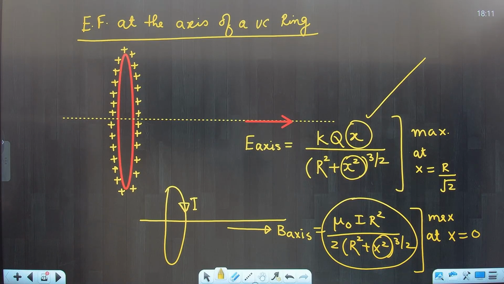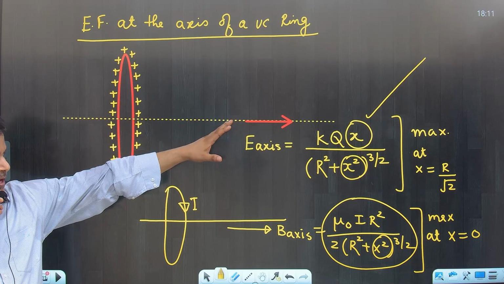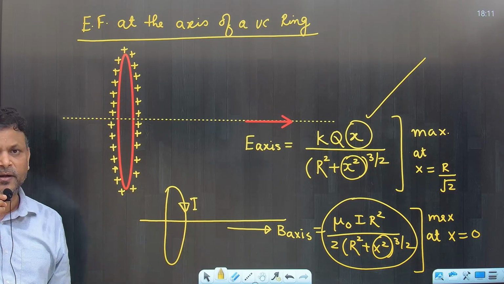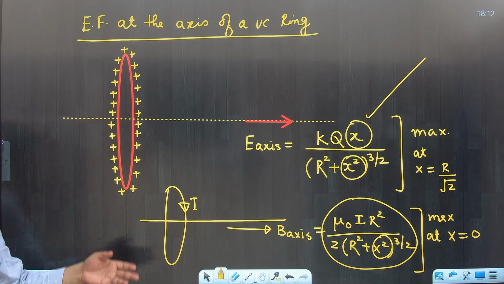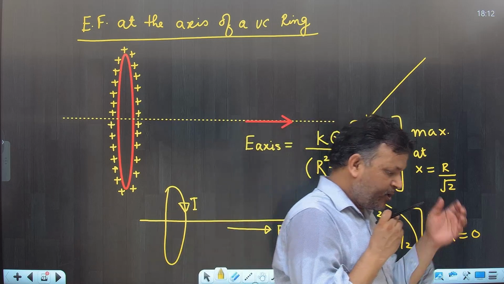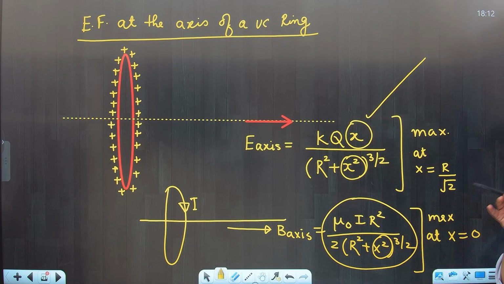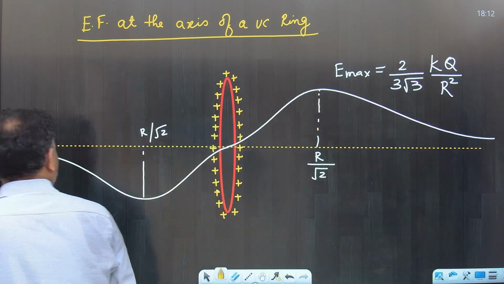So what you should clearly understand is that when charge is static, you will be asked for the electric field at the axis. When charge moves in a circle, you will be asked for the magnetic field at the axis, and its formula should be remembered well so that you can write it immediately. It has been asked a number of times in IIT JEE. So come, let's discuss another point.